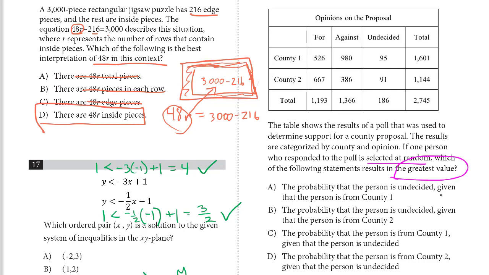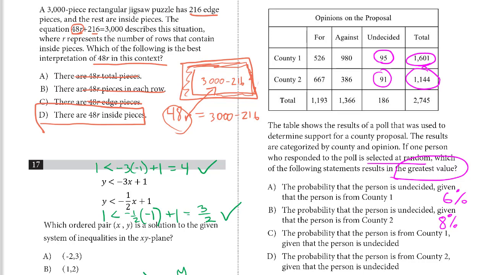Okay, the probability that the person is undecided, given that the person is from county 1. So county 1, undecided is 95, and there are 1,600 people from county 1. So that's roughly 100 over 16. Or maybe about 6-7% thereabouts. Okay, the probability the person is undecided given that the person is from county 2. Well, that's 91, a similar number, but it's a lower denominator. So that's going to be more than the previous answer. It's going to be roughly about 8%.